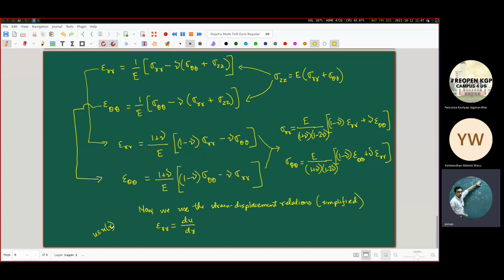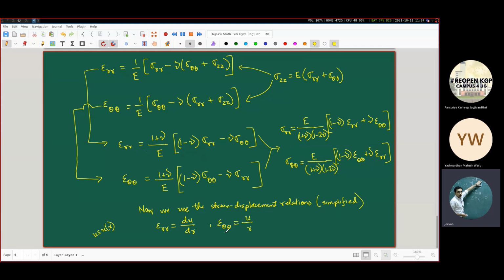Had u been a function of both r and theta, then this kind of del u del r would have been necessary. But since u is a function of only one independent variable, we have only this kind of an ordinary derivative. So epsilon rr is equal to du dr. And epsilon theta theta is going to be equal to u by r.